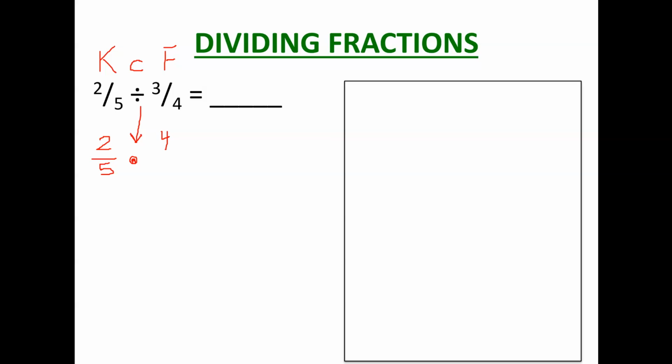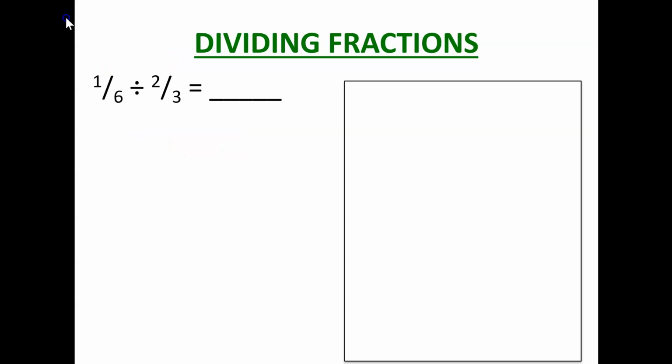3/4 becomes 4/3. Then we do our multiplication just like we already have been. We multiply the top, 2 times 4 gives us 8. We multiply the bottom, 5 by 3 gives us 15.